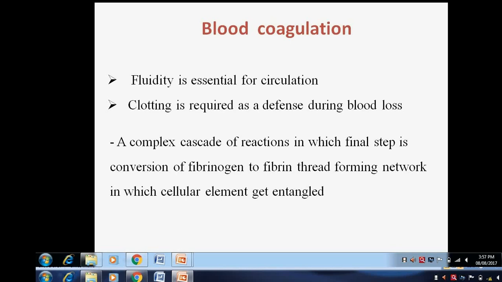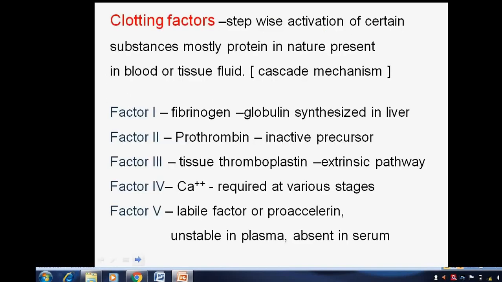When we see blood coagulation in detail, clotting factors are one of the most important parts of it. In this cascade mechanism, there is stepwise activation of certain substances, mostly protein in nature, present in blood or tissue. Factor 1 is known as fibrinogen, factor 2 prothrombin, factor 3 tissue thromboplastin, factor 4 calcium, factor 5 labile factor.